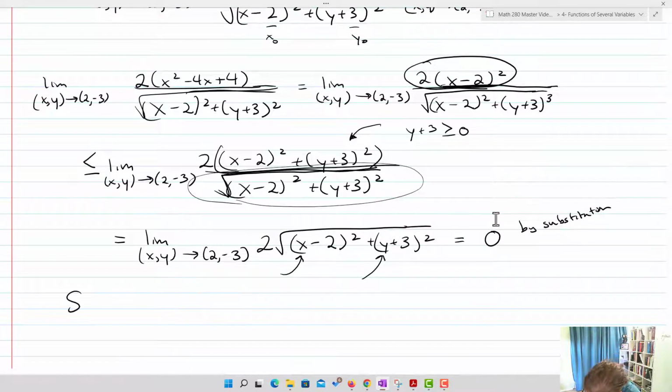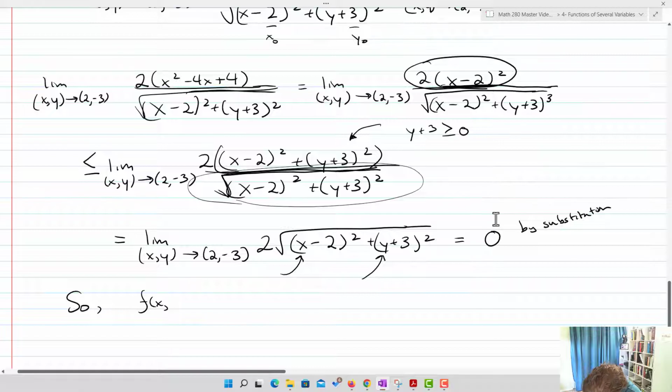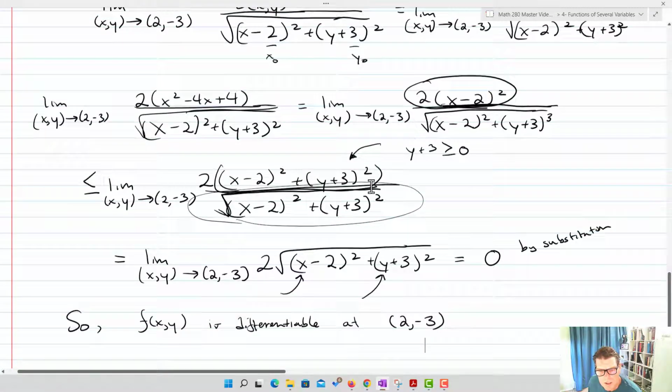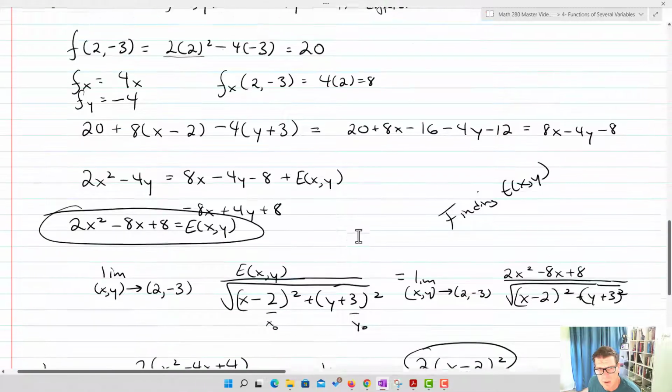So f(x,y) is differentiable at (2, −3). We've shown that it in fact is differentiable there. So let's just go through the process and talk about the process real quick here.